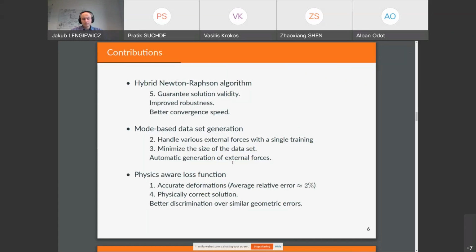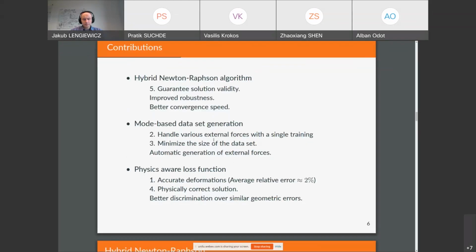For the dataset generation point, we will see that we will use the deformation modes of the object. This will allow us to easily compute very complex deformations and also minimize the size of the dataset. Well, when we say minimize, we will greatly reduce the size of the dataset. So it's not optimal, but it's still a great reduction.